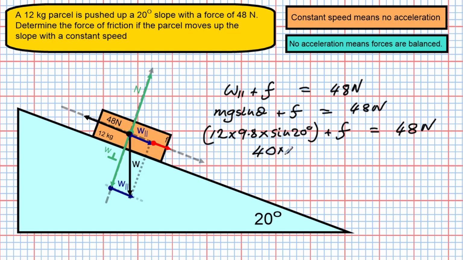So 40 newtons is pulling down the way, plus the force which is acting down the way as well, and that must give us a force of 48 newtons which is acting up the way. So you can see that the force of friction must be 8 newtons for that equation to balance. We can do it mathematically by saying the force of friction is 48 newtons, take away the 40 newtons, and we have the force of friction equals 8 newtons. And the force of friction will always be acting against the motion.